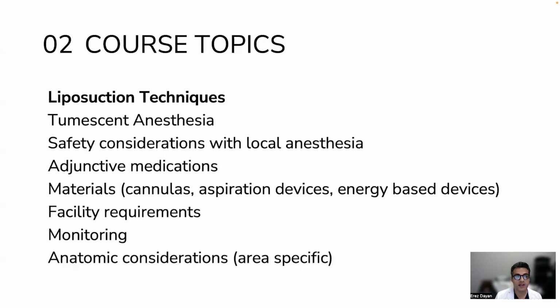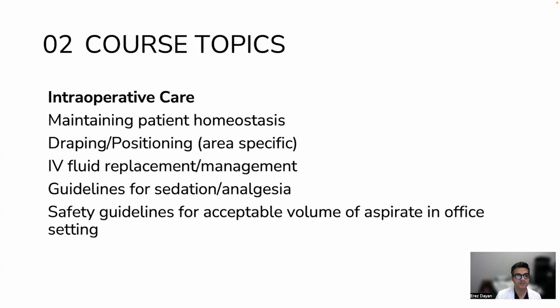So with local anesthesia, we call this tumescent anesthesia, and I'm going to show you our tumescent mixture, how we inject it in the most comfortable way for patients to have local anesthesia liposuction in a very comfortable environment, as well as safety considerations with local anesthesia to make sure we're not approaching any kind of local anesthesia toxicity. I'll show you adjunctive medications that are helpful, materials you may need, facility requirements, how we monitor our patients, as well as different anatomic considerations, as I mentioned.